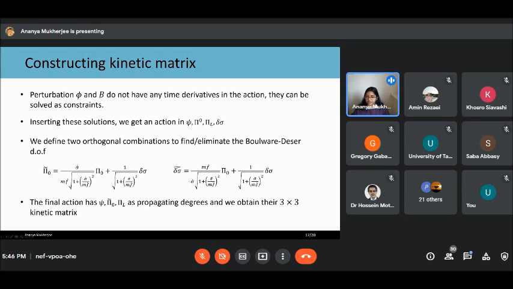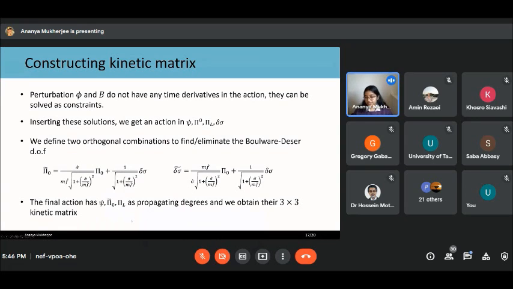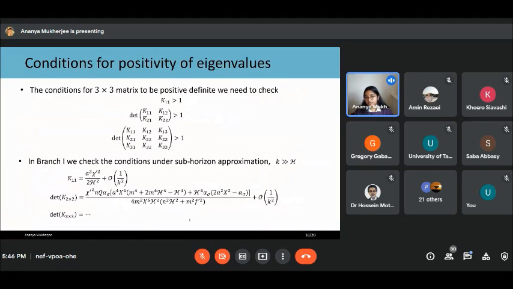So this is our expression for the orthogonal combination. Among these two, we found delta sigma tilde is the Boulware-Deser degree that did not have any kinetic term. And finally, substituting the solution for delta sigma tilde, we have an action in psi, pi 0, and pi l, which are all propagating degrees of freedom, and we obtained their 3x3 kinetic matrix.